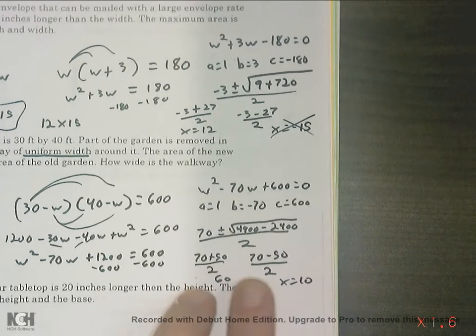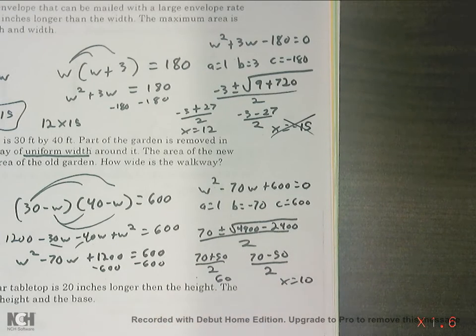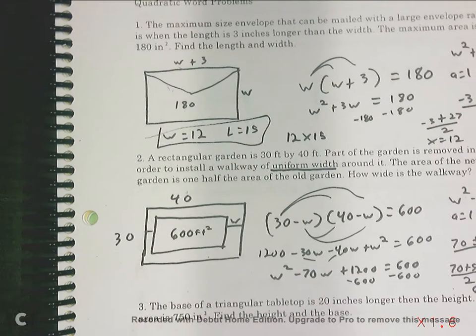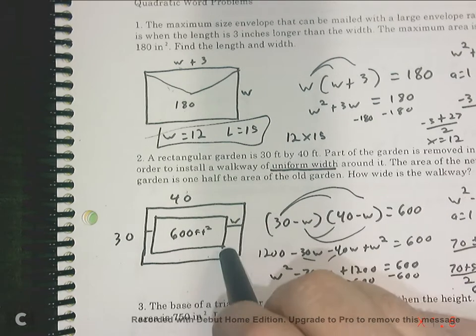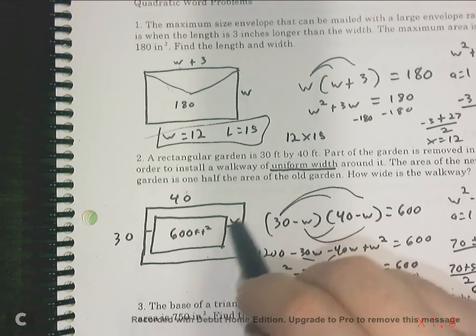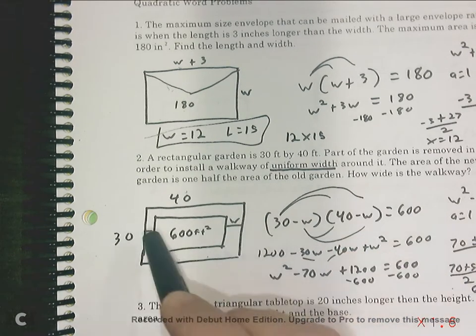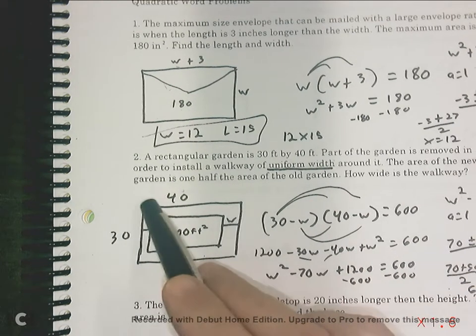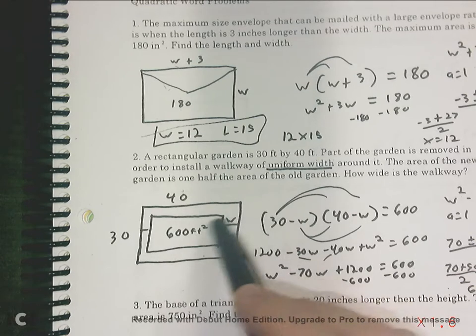Now, this gives me 2 possible answers, but one of them is not going to work. And again, we're going to consult our picture here to see what makes sense. So if I'm looking at the width of the walkway, would 60 feet make sense for this width? This length is 40. Does 60 make sense there? No.